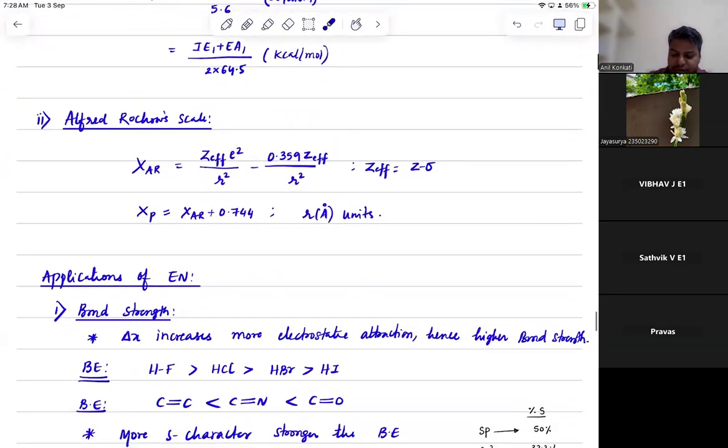Another scale that is used is the Allred-Rochow scale, AR, which is Z effective e square by r square minus 0.359 Z effective by r square. Z effective is Z minus sigma, and the Pauling scale is equal to the Allred-Rochow scale plus 0.744. Z effective is calculated using Slater's rule. R value will be given to you. Substitute that and calculate X.